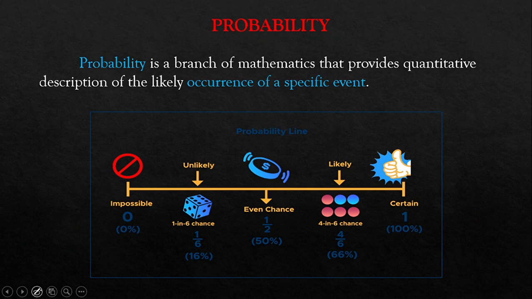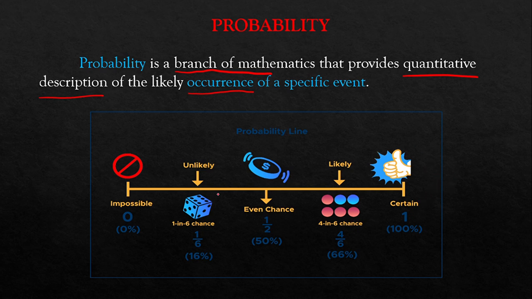Probability is a branch of mathematics that provides a quantitative description, meaning we are dealing with numerical chance, or the likely occurrence of a specific event. So this is the probability line. A probability line is from 0 to 1 only, or in percentage, from 0% to 100%. If it is 0%, that is an impossible event. It will never happen. And if it is a sure event, it will most likely happen.